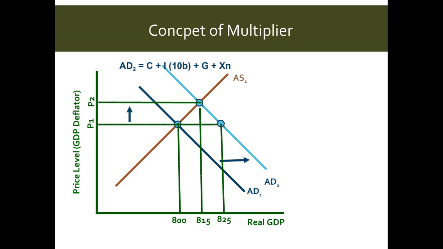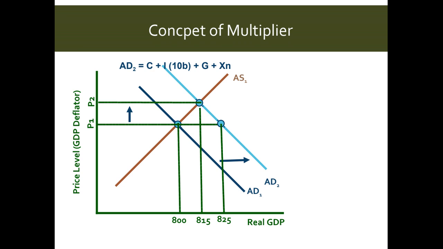But notice the gap between these two demand curves is not 10 billion. Initially, investment increases by 10 billion, so I'm assuming that AD should also shift by the same amount, 10 billion. But notice on the horizontal axis, when I increase investment by 10 billion, the aggregate demand curve is actually shifting by 25 billion. That is from 800 to 825. Why is this so? Why is aggregate demand or real GDP increasing more than $10 billion?